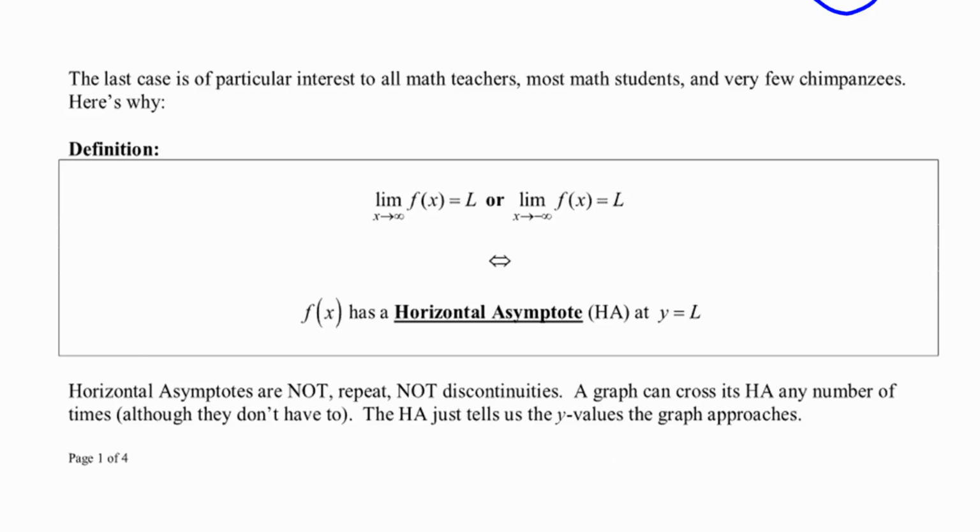So if, like in the last example, you take the limit as x approaches infinity or negative infinity, and that limit equals a specific number, not infinity, it has to be a unique number, then that function has a horizontal asymptote at that value. Now remember, horizontal asymptotes are not discontinuities. The graph can cross them as many times as it wants. It's just showing you the end behavior on at least one part of the graph. Now, for your whisk, I'd like you to answer the question, how many horizontal asymptotes can a function have? All right, on to the next problem.